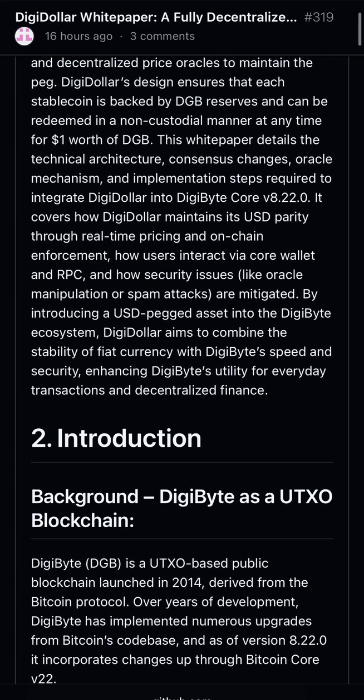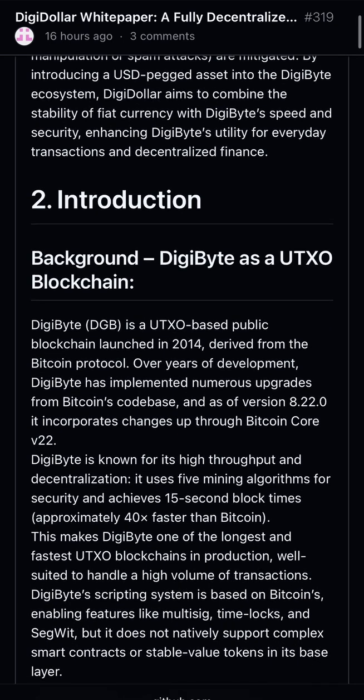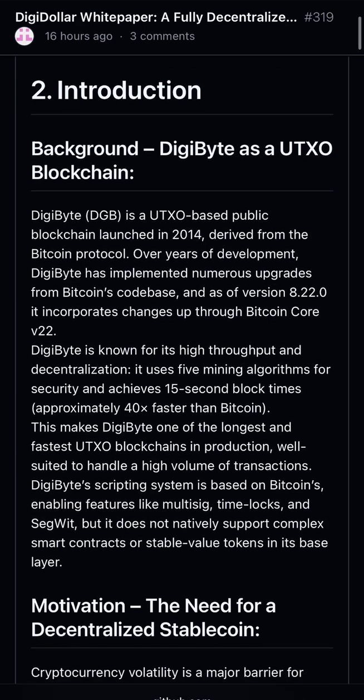This whitepaper details the technical architecture, consensus changes, oracle mechanism, and implementation steps required to integrate DigiDollar into DigiByte Core v8.2.2.0. It covers how DigiDollar maintains its USD parity through real-time pricing and on-chain enforcement, how users interact via Core Wallet and RPC, and how security issues like oracle manipulation or spam attacks are mitigated. By introducing a USD-pegged asset into the DigiByte ecosystem, DigiDollar aims to combine the stability of fiat currency with DigiByte's speed and security, enhancing DigiByte's utility for everyday transactions and decentralized finance.